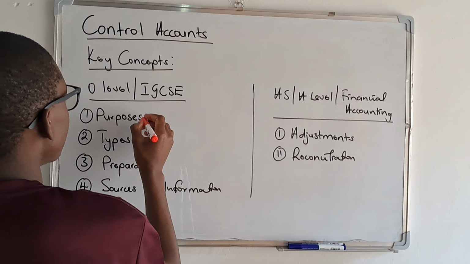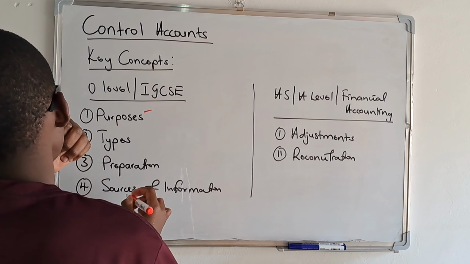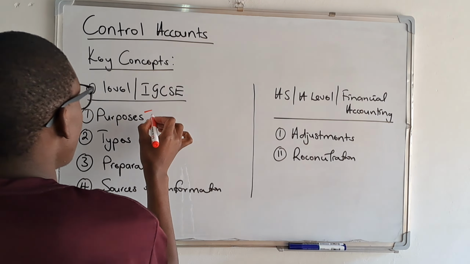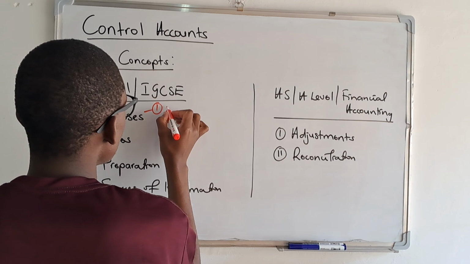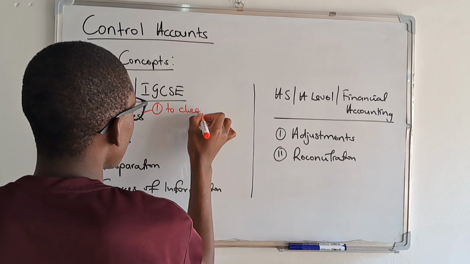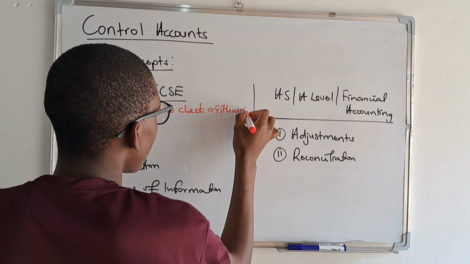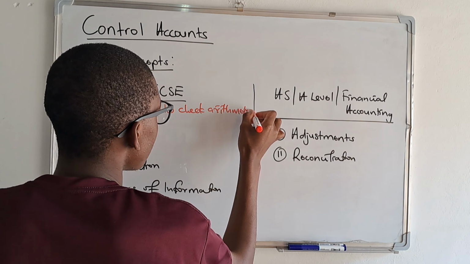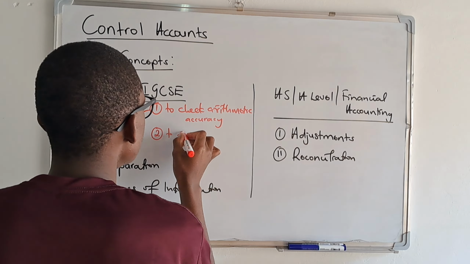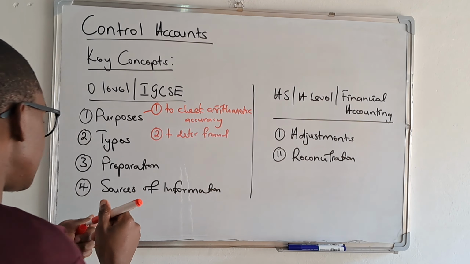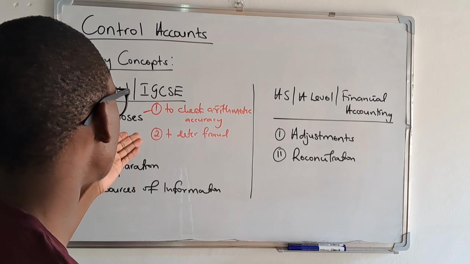According to the purposes of control accounts, you need to know the reasons why we prepare control accounts. The first one, I'm just going to give you, is to check arithmetic accuracy. Then the second one is to deter fraud. You go and research some of the purposes of preparing control accounts. You need to just know 5.